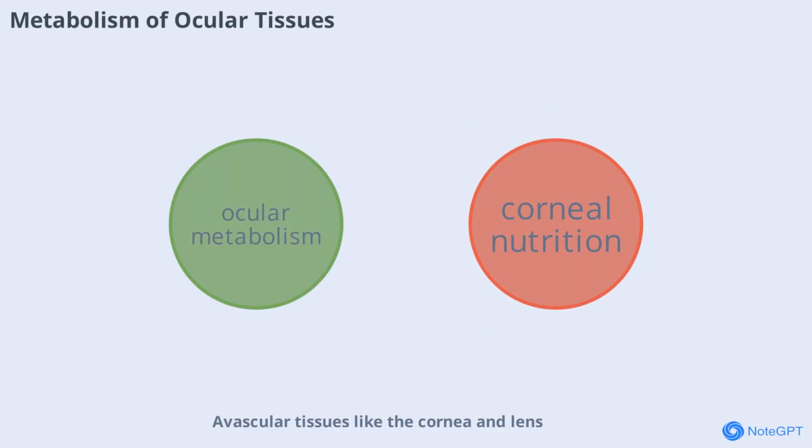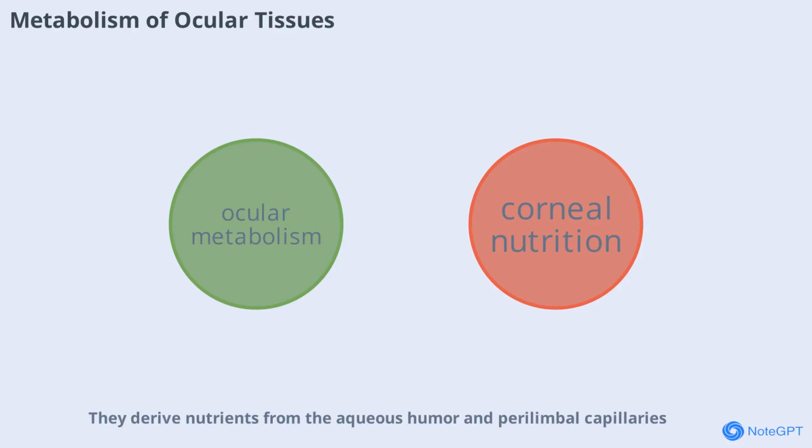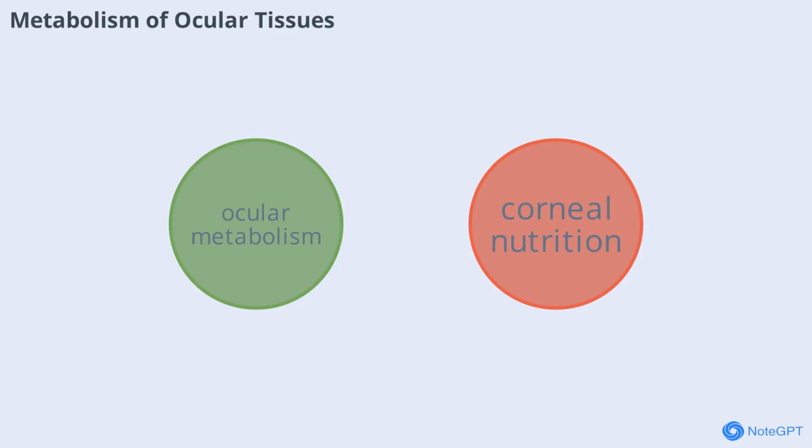Avascular tissues like the cornea and lens rely on specialized metabolic pathways for energy. They derive nutrients from the aqueous humor and paralimbal capillaries. Oxygen is absorbed directly from the air by the cornea. The transparency of these tissues depends on precise hydration and metabolic activity. Disruption in metabolism can lead to edema, opacity, or degenerative changes affecting vision.